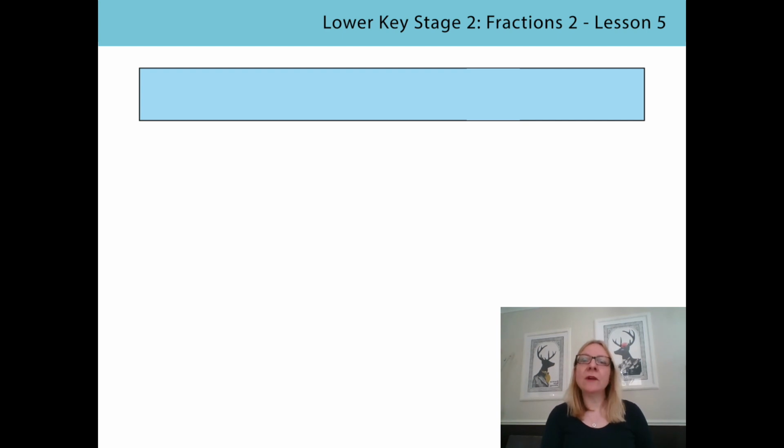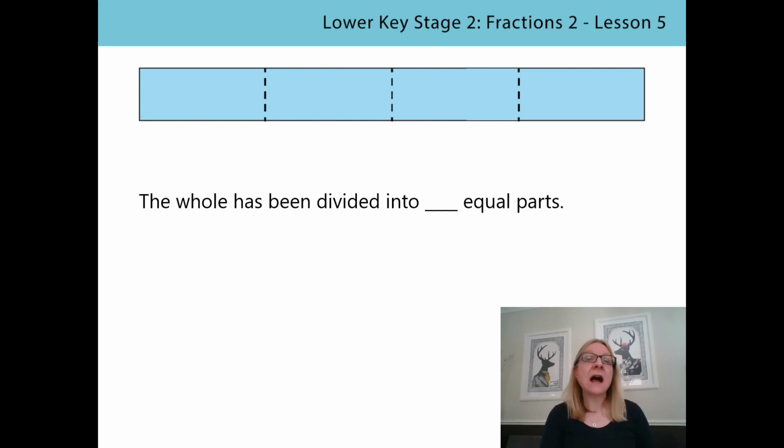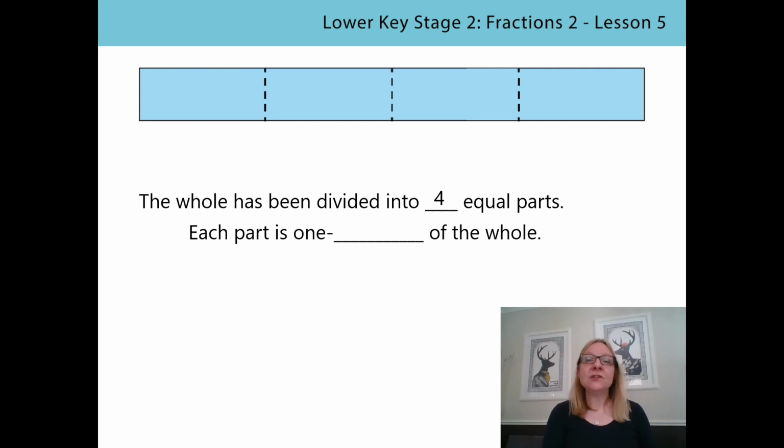Using the picture on the screen, I wonder if we can work together to fill in the missing numbers and words. I will say each line first and then you repeat it, trying to fill in the blank spaces. The whole has been divided into equal parts. Your turn. Did you say 4? Well done. The next sentence. Each part is one of the whole. Your turn. Great work if you said 1/4.